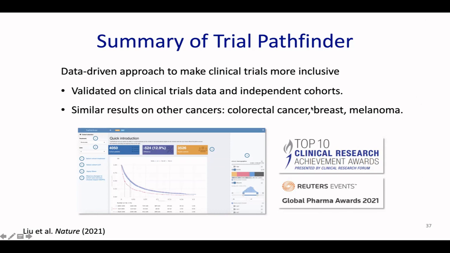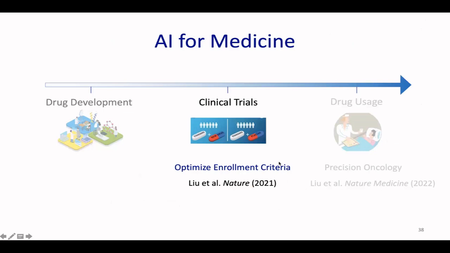Okay, cool. So I will conclude the first part of the talk, the Trial Pathfinder. I hope you get the idea of how to use real-world data, the records, to help evaluate the enrollment criteria for clinical trials. Then I'll move on to the second part of the talk.